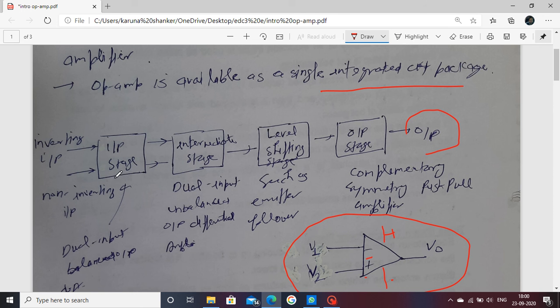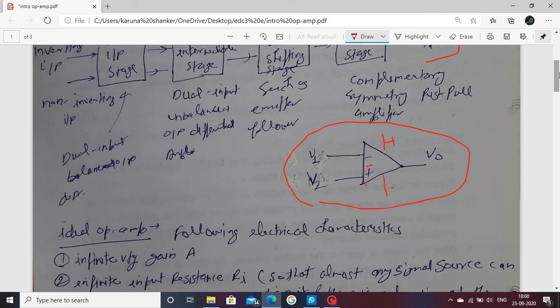In this input stage we use a differential amplifier. This block, DA, is a differential amplifier. There are different types of differential amplifiers available. In this input stage we use a dual input balanced output differential amplifier.